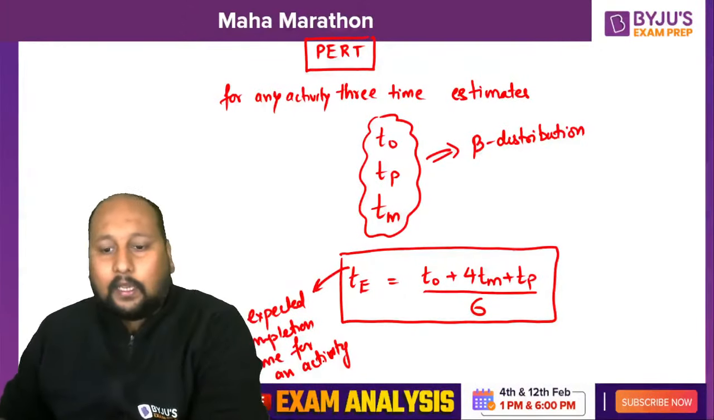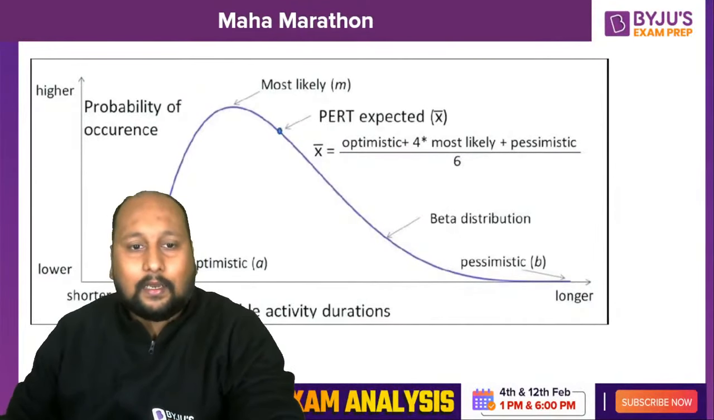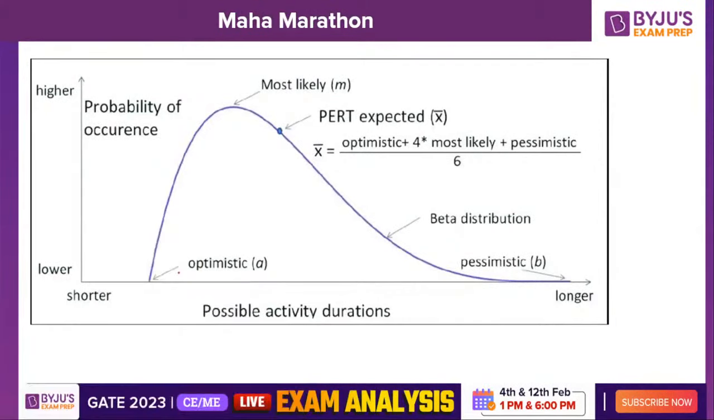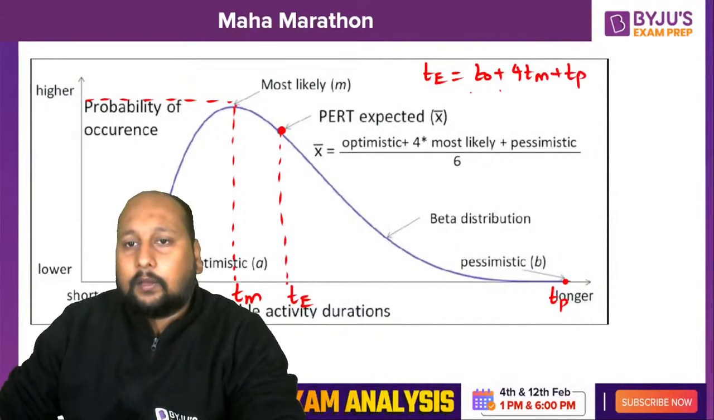So we have calculated TE, and if I try to plot the graph, you are able to see it on the screen. This is the optimistic time, which we call TO. This is the pessimistic time, that is your TP. This is your most likely time, which has the highest probability. So on an average, the TE value will be somewhere around here. TE comes out to be TO plus 4 times TM plus TP, divided by 6.